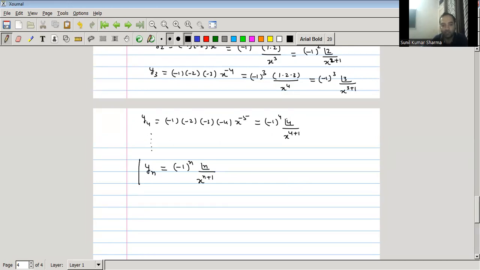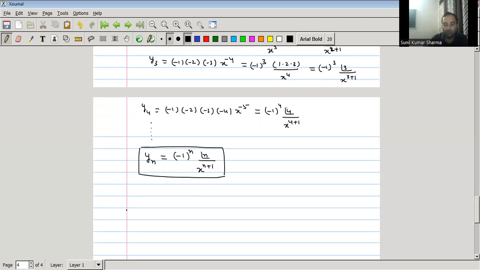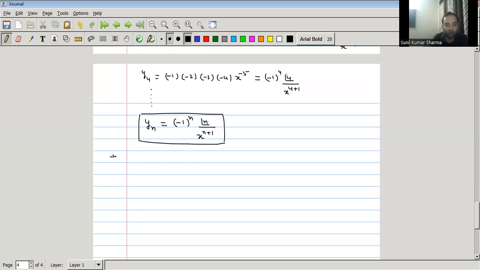Right? So this is the nth derivative of 1 upon x. So now if we have y is equal to 1 upon 2x plus 3, we can write this as 2x plus 3 to the power -1. Now quickly tell me what is y1? Yes, -1, 2x plus 3 to the power -2 into, again differentiate 2x plus 3, you get 2.